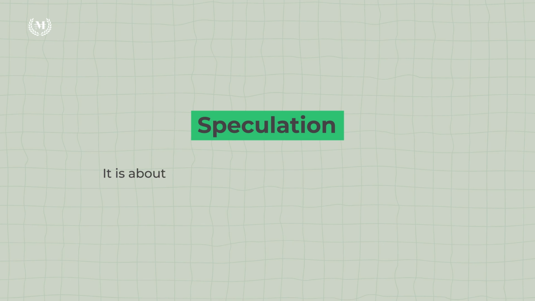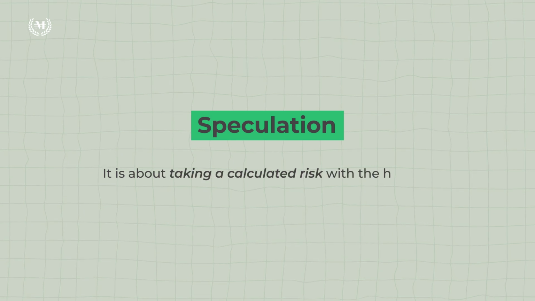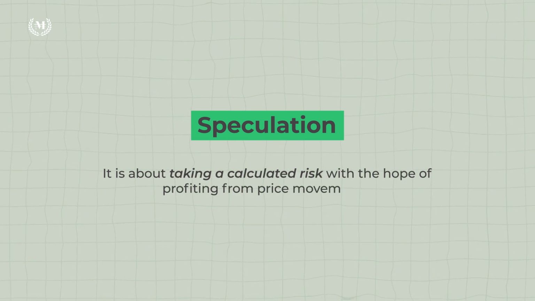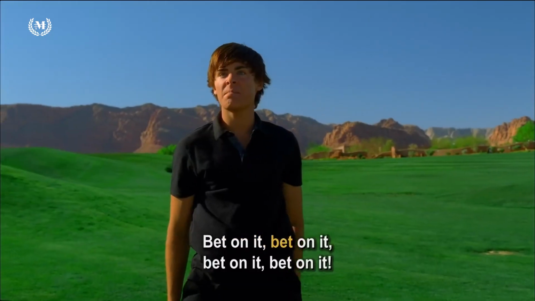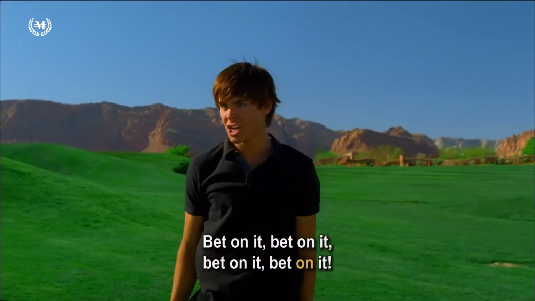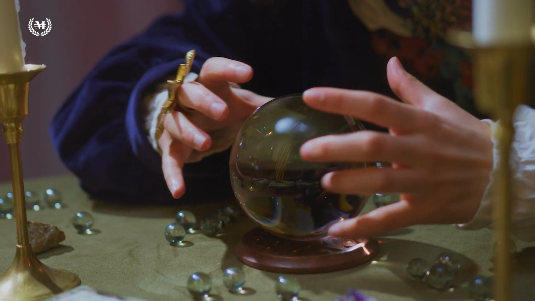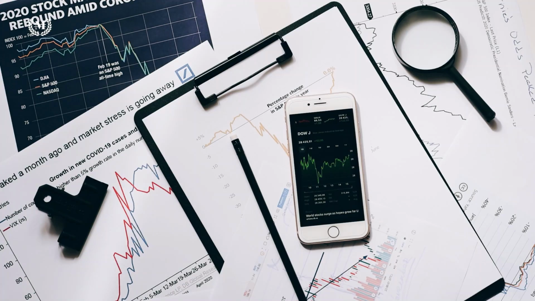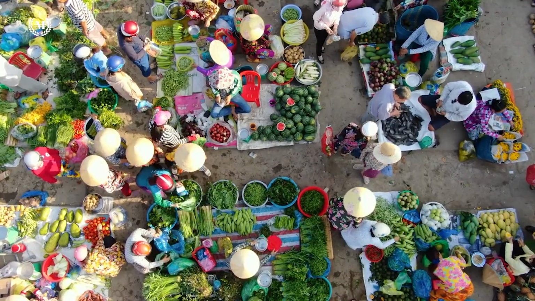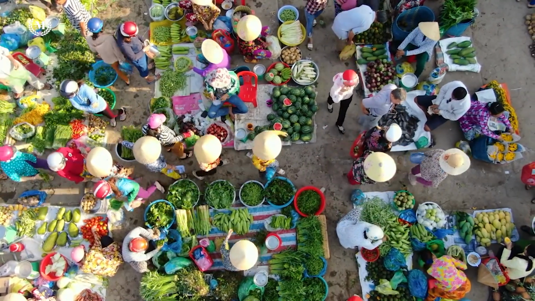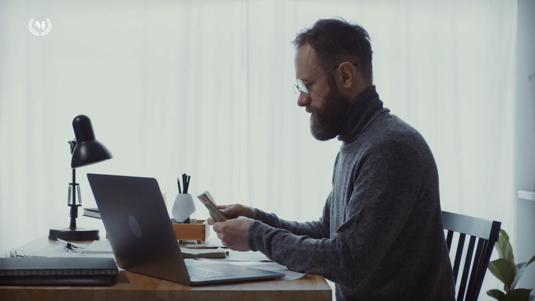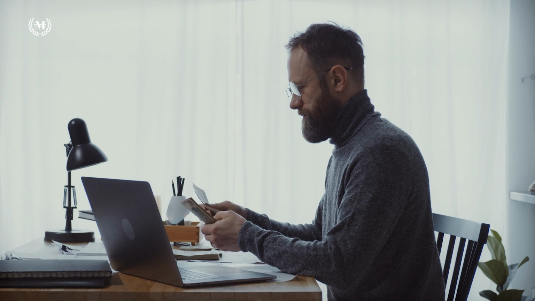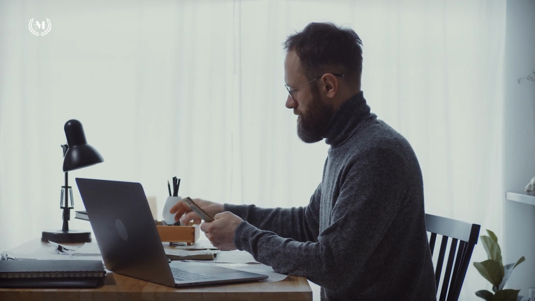Speculation, on the other hand, is about taking a calculated risk with the hope of profiting from price movements. It is basically betting on something. It's when you predict what will happen to something in the future, like the price of a stock or a commodity, and then you invest money based on that guess. If your guess is right, you can make money. But if you're wrong, you can lose money. It's a risky game, but it can also be very rewarding if you play your cards right.